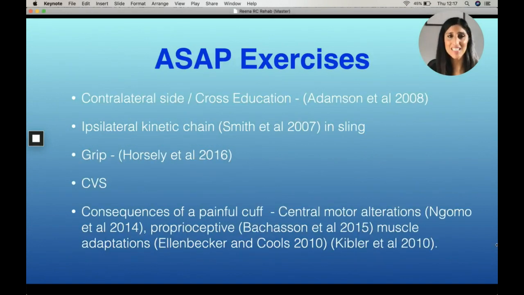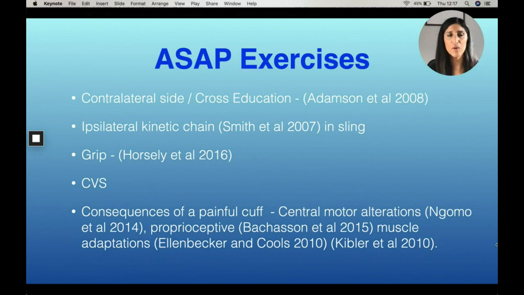So what exercises can we consider as soon as possible? So contralateral strengthening, so unilateral strengthening, getting that increased neural drive from the motor cortex. Also, Smith et al. looked at ipsilateral kinetic chain exercises in the sling, which were quite safe for supraspinatus activity, but you might want to be a little bit more cautious if there's been a subscapularis repair. Also, the correlation between grip strength and rotator cuff strength. And therefore, whilst the rotator cuff is relatively inactive, it might be a good idea to keep grip strength going.